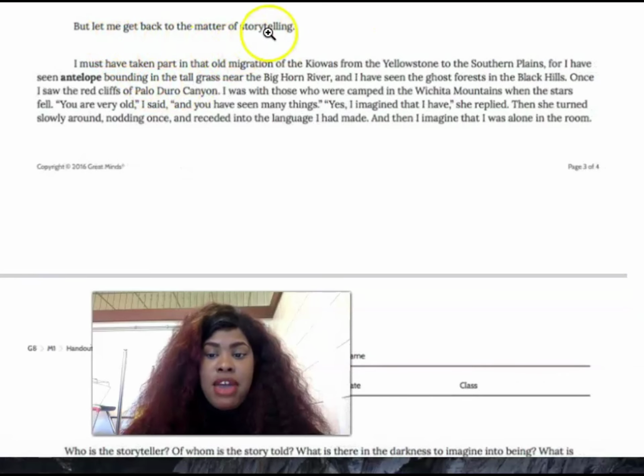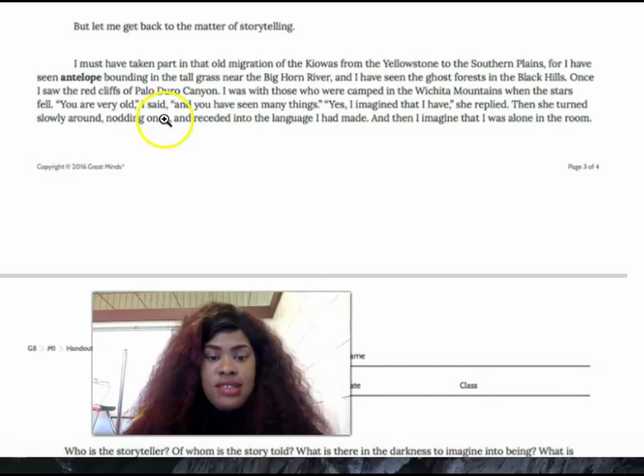But let me get back to the matter of storytelling. I must have taken part in that old migration of the Kiowas from the Yellowstone to the southern plains, for I have seen antelope bounding in the tall grass near the Bighorn River, and I have seen the ghost forests in the Black Hills. Once I saw the red cliffs of Palo Duro Canyon. I was with those who were camped in the Wichita Mountains when the stars fell.